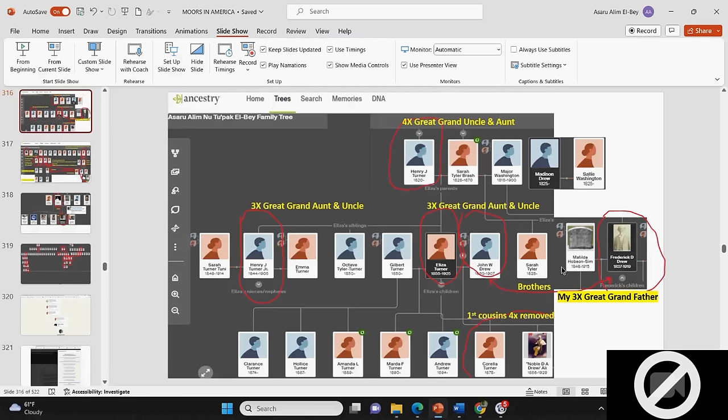All right, so here. Frederick D. Drew is my three times great-grandfather. His brother is John W. Drew, who is married to Eliza Turner. Okay? Who's married to Eliza Turner, y'all. Now, who is Eliza Turner? She was in the landmark case of the Washita. Henry J. Turner, landmark case of the Washita. And once again, this is my three times great-grand aunt and uncle, John W. Drew and Eliza Turner. My four times great-grand uncle and aunt is Henry J. Turner and Sarah Turner.